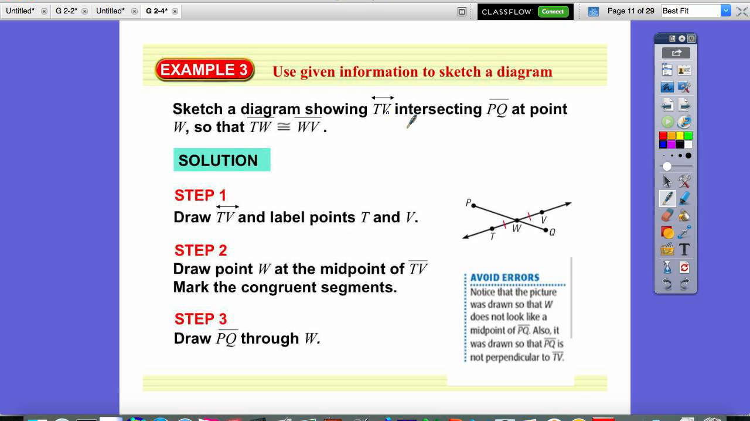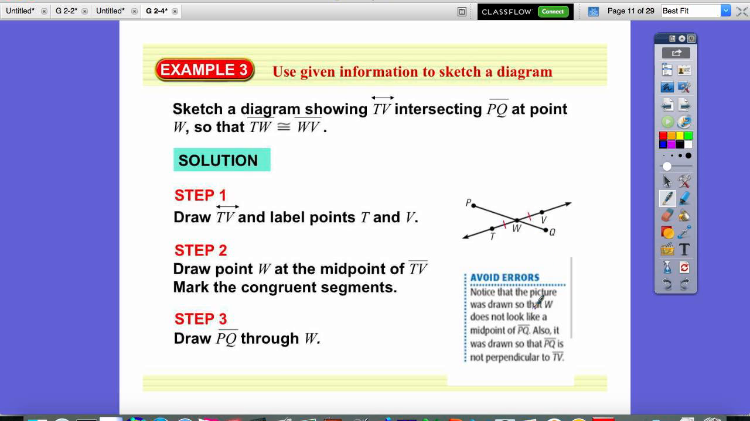Sketch a diagram showing TV intersecting segment PQ at point W so that TW is congruent to WV. So they drew a segment, and then they put the point of intersection and they wrote congruence marks.